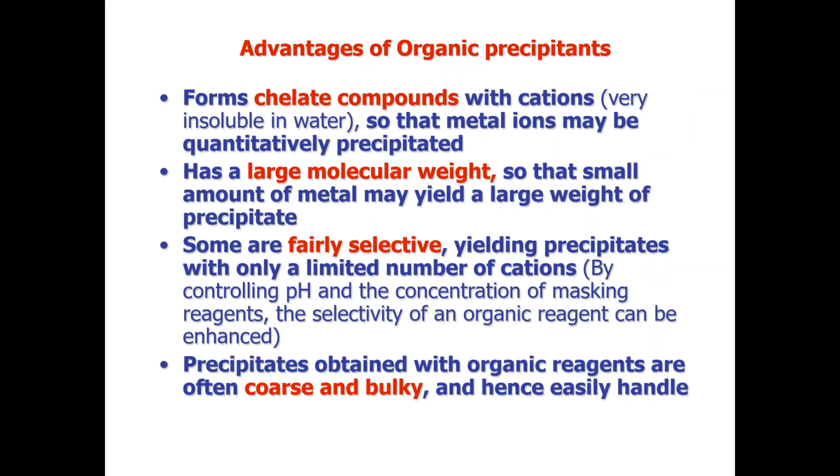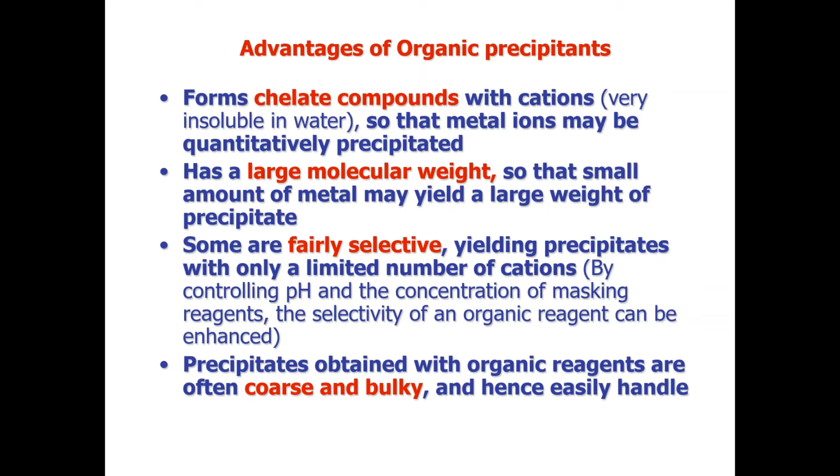Okay, when organic precipitants are added to the metals, they will form a chelate compound. So when it forms that chelate compound, the metal is not attached only to one part of the organic compound, but it will attach to 2 parts or more. So that's what we call a chelate. Chelate compounds, so that the metals will form a very strongly bound precipitate.